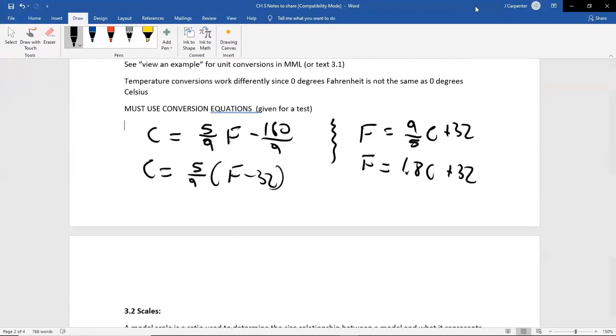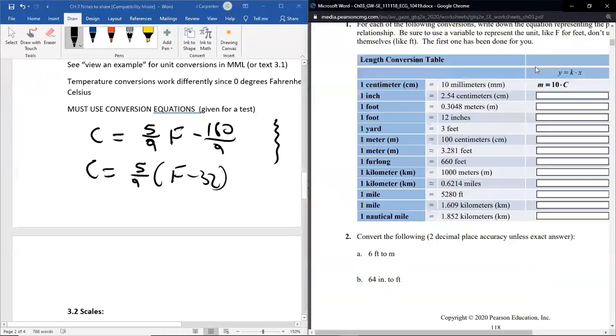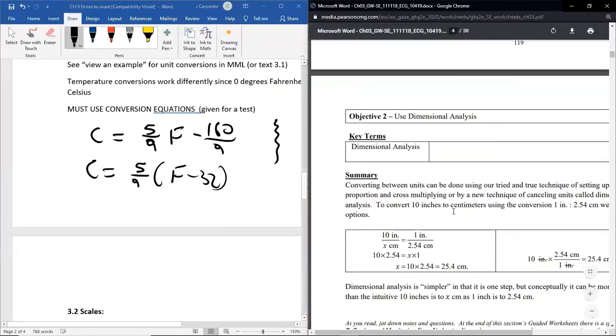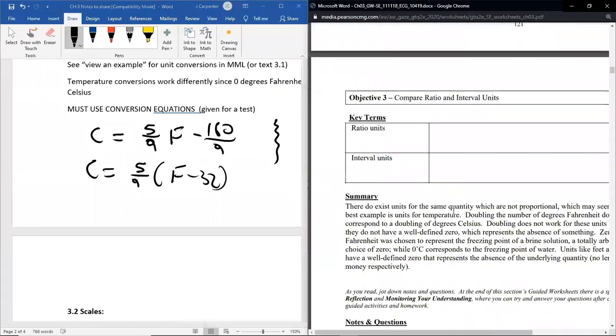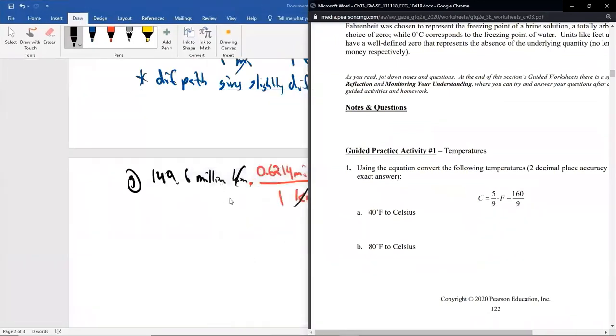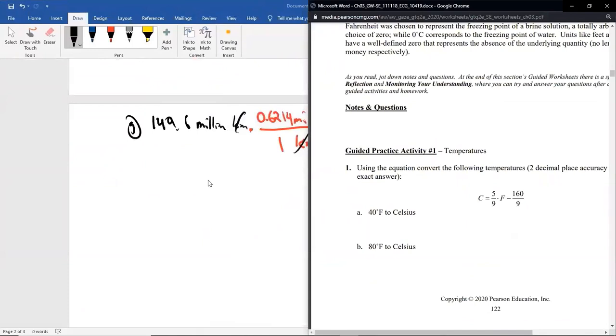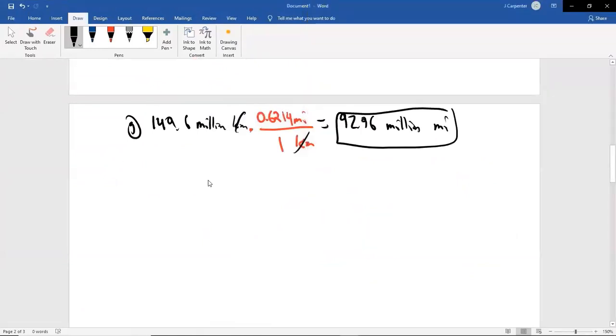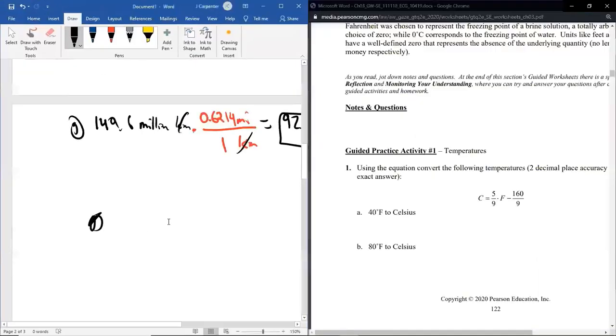So what we'll do for the last bit, and again, I will do at least one more next time because I'm only going to have time to do one of these, let's do 1A from the guided activity, on page 122. Okay, so we're going to convert 40 degrees Fahrenheit to Celsius.